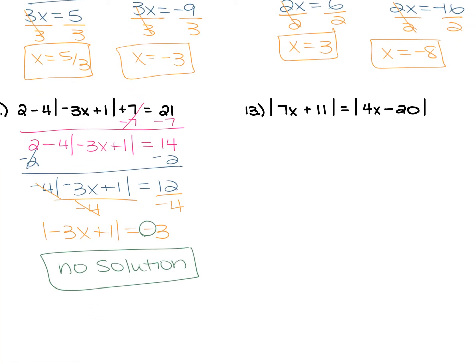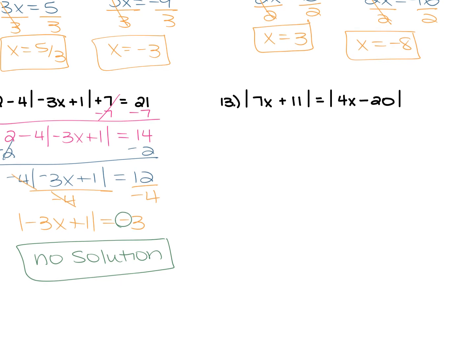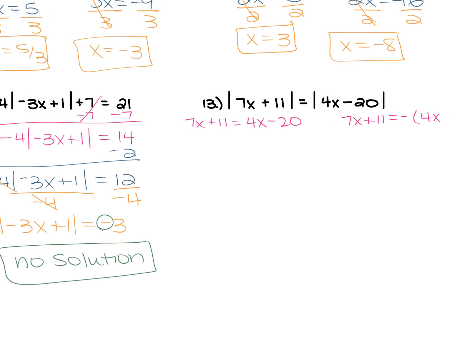For 13, we have the absolute value of 7x plus 11 is equal to the absolute value of 4x minus 20. There's no way to isolate the absolute value on this one, so we're going to turn this into 2 equations. By number 1, keeping everything the same, but the absolute value is eliminated. And then the second one, you're going to keep everything the same, but get rid of the absolute value and also distribute a negative into the right side. So you're going to have 7x plus 11 is equal to the opposite of 4x minus 20.